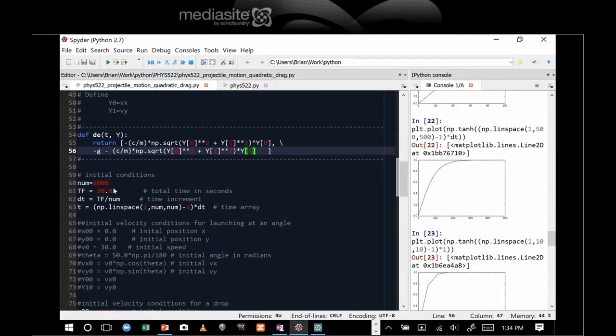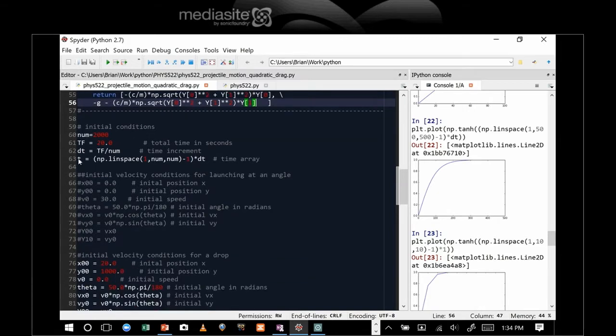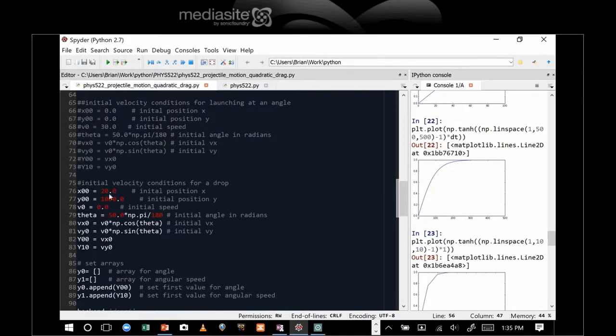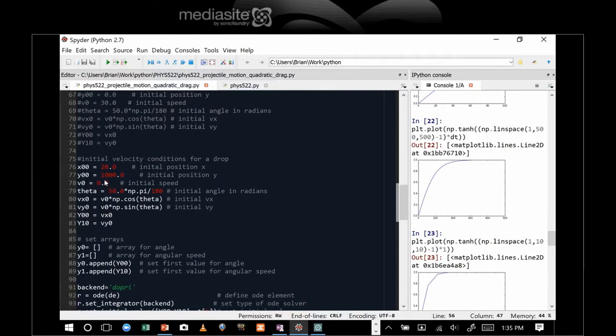Again, now I have to set up initial conditions. I'm going to solve this differential equation for 2,000 points over a total range of 20 seconds. I create a time increment of 20 seconds divided by 2,000, and I create an array of times. Now, before I solve it for generic projectile motion, I'm going to do it for just dropping. I pick some initial height, but zero initial speed, and I'm just going to solve that equation there.